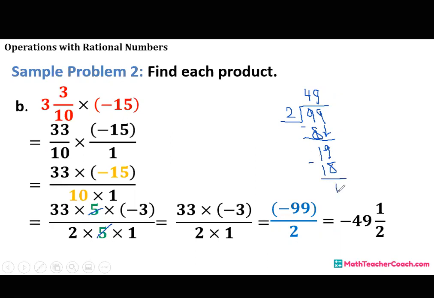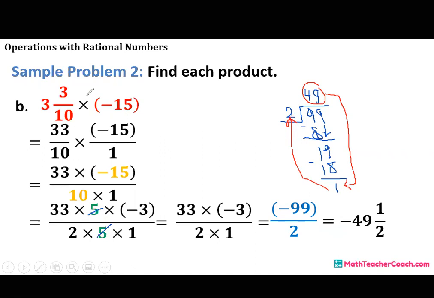Then I have 1. Now, the number on top, this one, will be the whole number. And then we will go down to pick up the remainder. Okay, and we will put it divided by 2 because this one was the main denominator. So the answer by the end, don't forget that negative divided by positive should be equal to negative, and then 49, and the remainder is 1 out of 2.